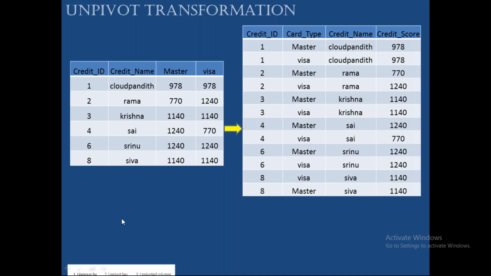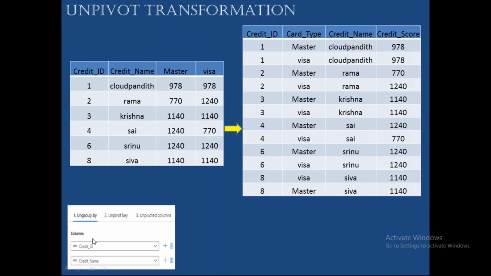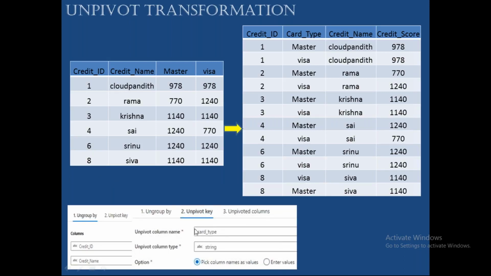So for this, first you need to ungroup. Again, same: the ungroup is based on credit ID, credit name. You just group it. One Cloud Pandit, so one group. Okay, one ungroup. Next, we have an unpivot key.